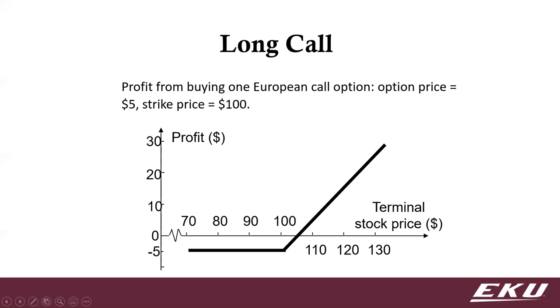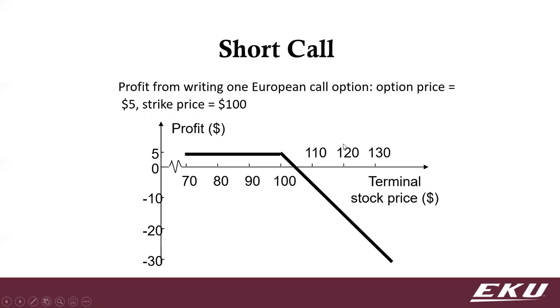Now, the person that wrote this, their payoff is very different. You would flip it, rotate it around. And so they gain $5 for any stock price less than 100. And then once it hits 100, it begins dropping off. And there's no limit to how low this can go. Just like there was no limit to how much you could make being long a call, there's no limit to the loss they could take being short a call, right? But they started out being $5 positive because they wrote that initially for you.